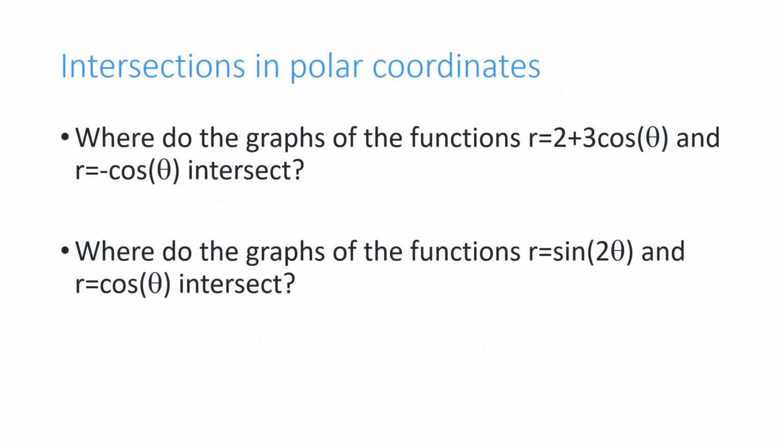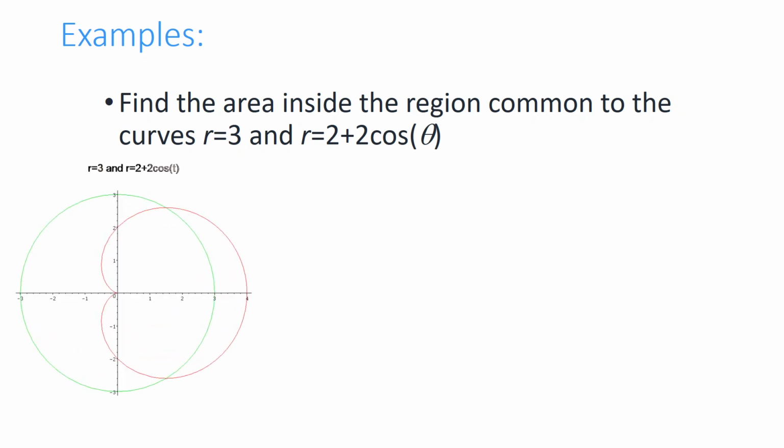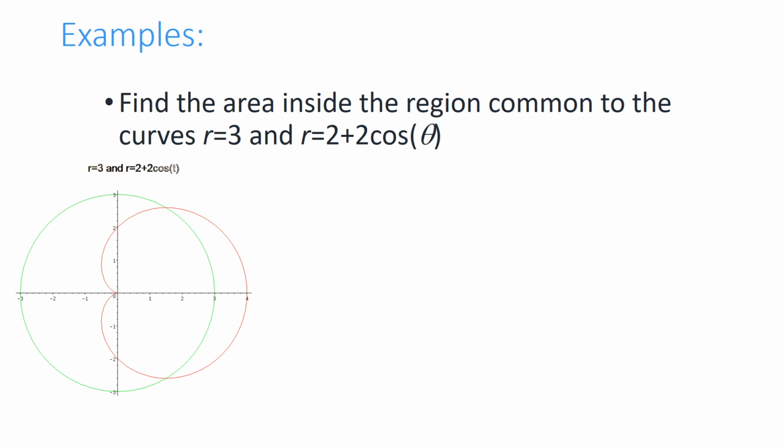So how are we going to use this? Well, we're going to use this to compute areas. So here's an example of an area that we're going to compute. I want to find the area that is inside the region common to these two curves. Here's a graph of that, or at least what it looks like. So here's a graph of those two curves. The green one is r equals 3, and the red one is r equals 2 plus 2 cosine theta.